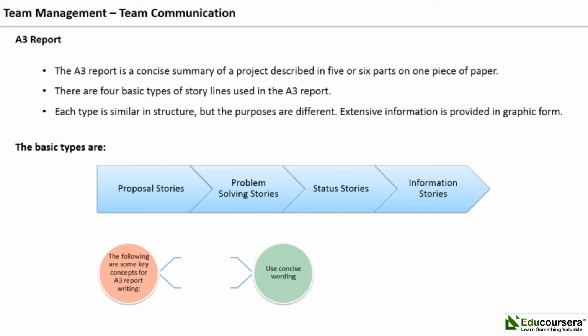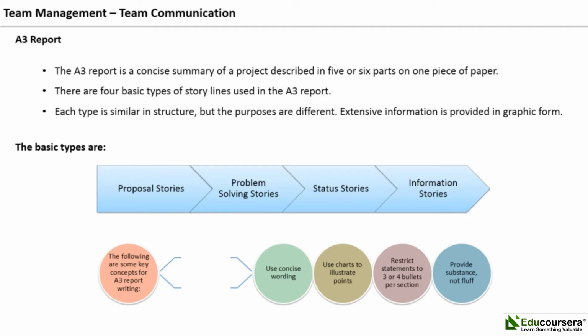Use concise wording. Use charts to illustrate points. Restrict statements to 3 or 4 bullets per section. Provide substance, not fluff. A hypothetical A3 report is presented on the following pages, but there is certainly flexibility in the format. The concept is to present a summary of the project in a concise, clear, and understandable way. Please note that the following A3 example is presented on 2 8.5-inch by 11-inch sheets of paper. Each sheet represents approximately 1/2 of an A3 report.